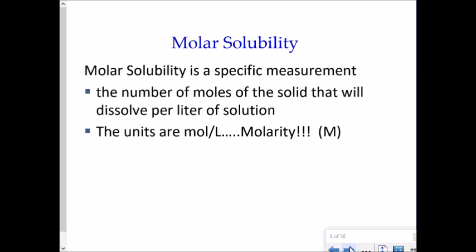Molar solubility is a specific amount too. It's the number of moles per liter of solution, which is just molarity again. So we're going to be measuring our molar solubility in terms of molarity, moles over liter. So keep that in mind. It's another way to measure solubility. When we're talking about Ksp and equilibrium, we're really referring to molar solubility. We won't be looking at the grams per 100 grams of water. We'll be looking at the moles per liter of solution here.